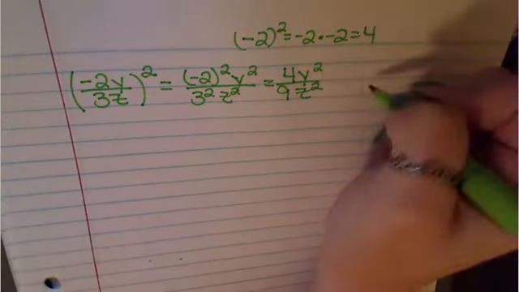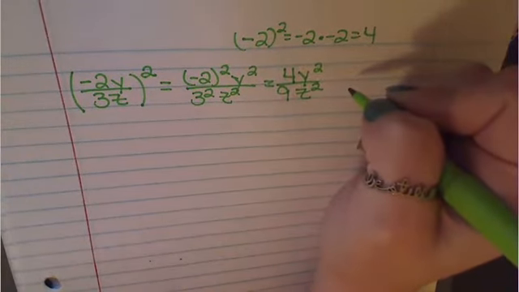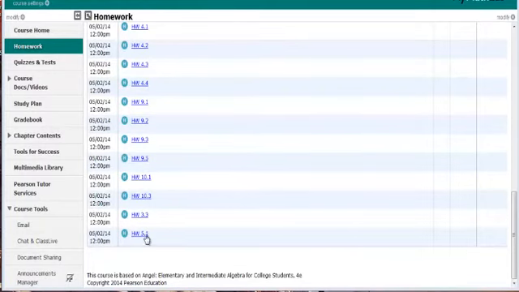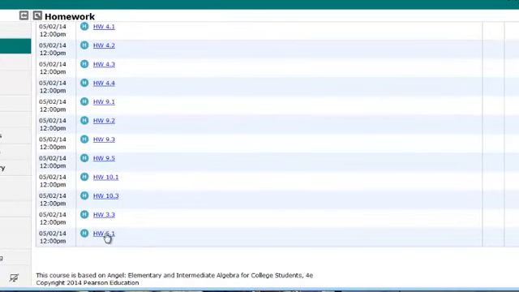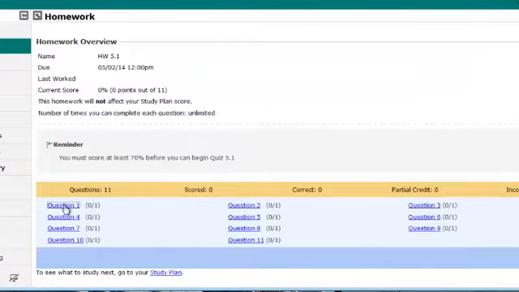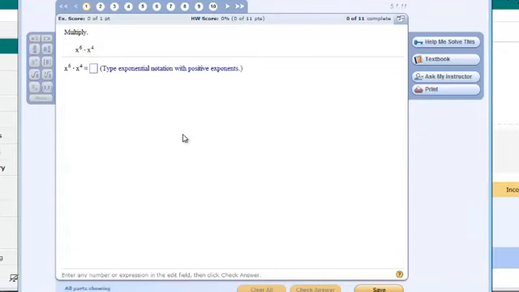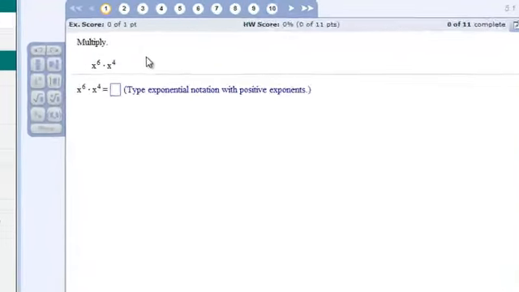So let's go and look at some of our homework problems. Alright, so let's get your homework open. Remember, it's section 5.1. Alright, so here's the very first problem on your homework.